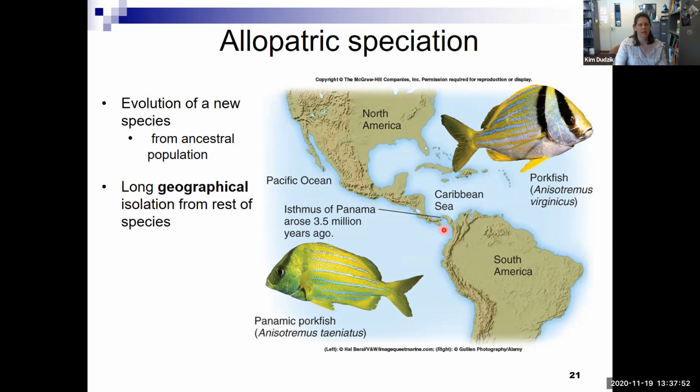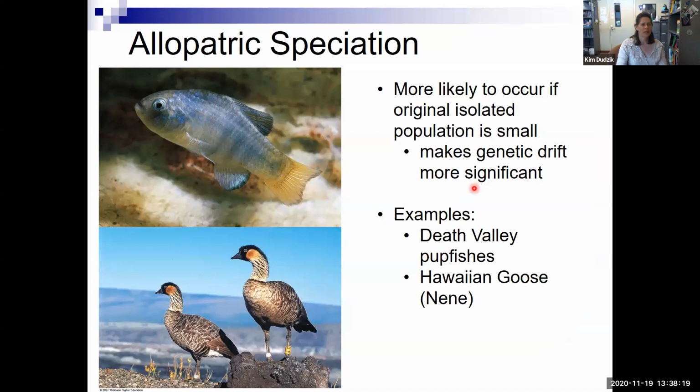Okay, so again, allopatric speciation occurs when some members of a species become geographically separated from one another. And this goes hand in hand with what we learned about founder effect and other things like that. So this is allopatric speciation. They have an ancestral population and then experience some kind of geographic isolation. Here's another example of allopatric speciation.